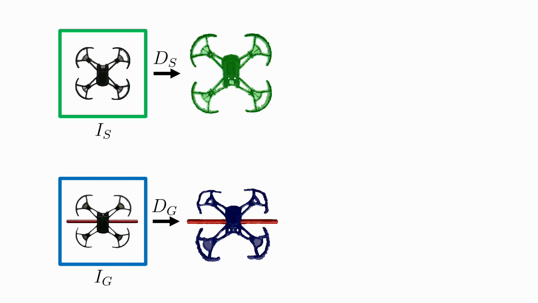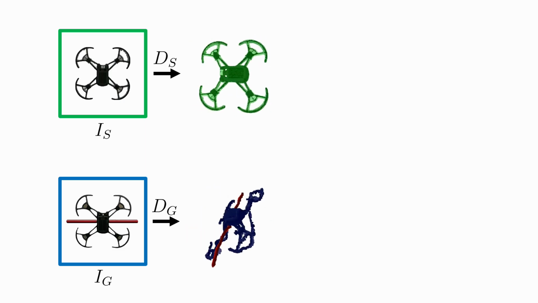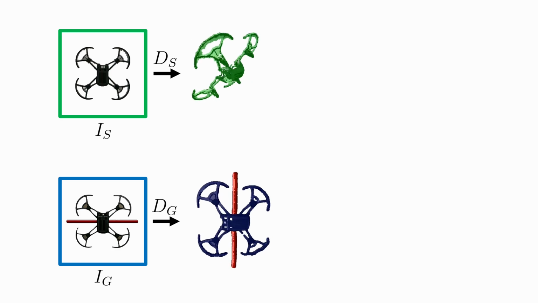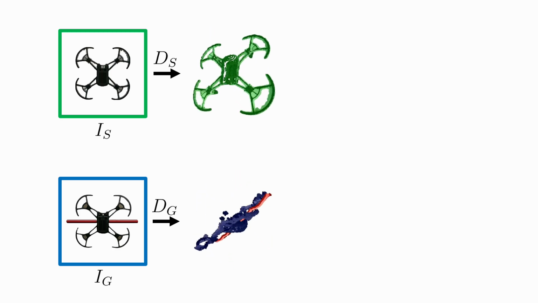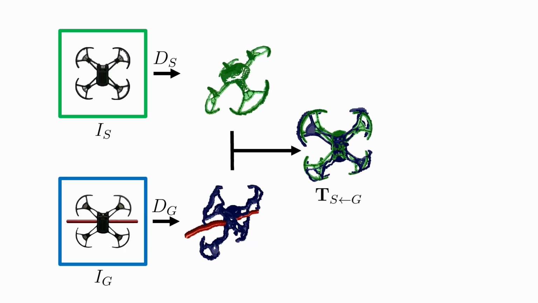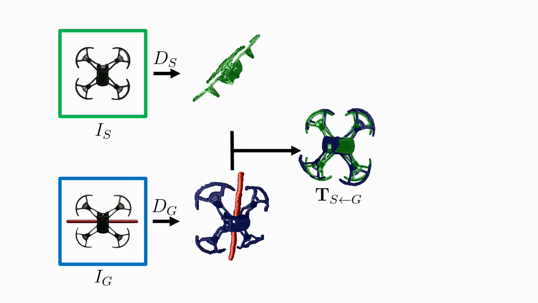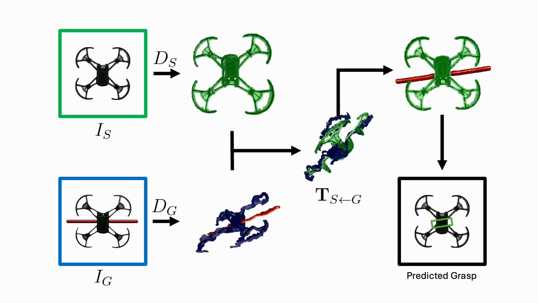From here, we lift both images to 3D by using sensor depth for the original image and predictive depth for the generated image. Using both object point clouds, we compute an alignment transform using PCA and correspondence-free optimization. This transform is then used to map the rod point cloud to the object in the original space, giving us the final grasp.